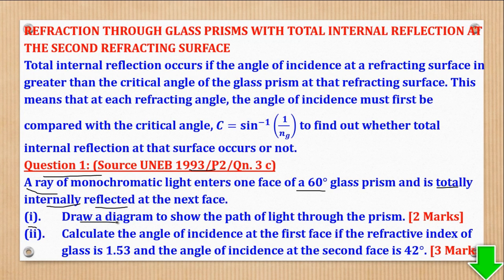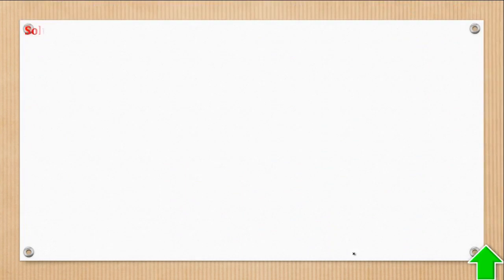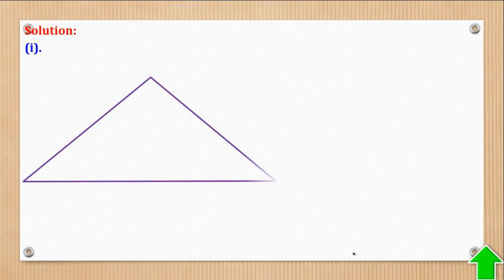Roman 1, draw a diagram to show the path of light through the prism. And Roman 2, calculate the angle of incidence at the first face, if the refractive index of glass is 1.53 and the angle of incidence at the second face is 42 degrees. So we shall need to make a sketch, an illustration.